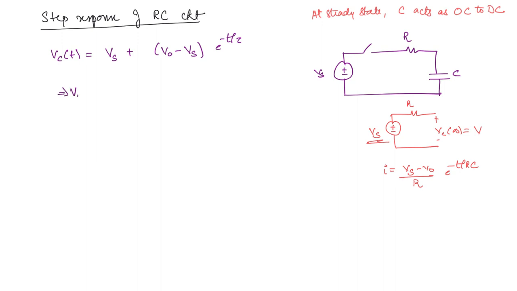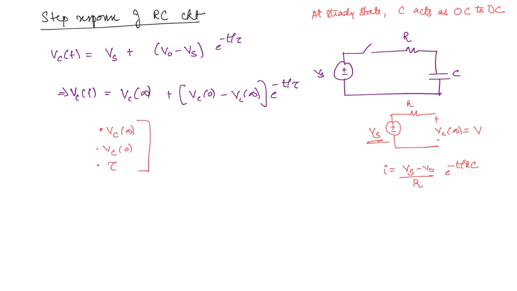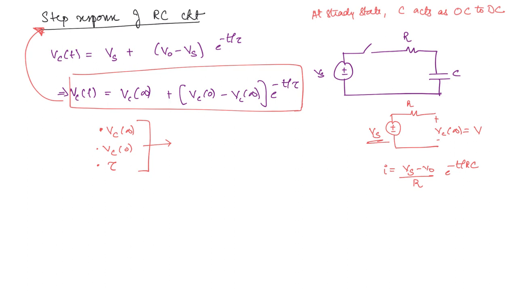So now you can write Vc of t as Vc of infinity, the final value, plus (Vc of 0, the initial value, minus the final value) e to the power minus t by tau. So whenever an RC circuit is given, if you can find the final value, the initial value and the time constant, if you have these three, then you can directly write the capacitor voltage using this expression. This is a very important expression. It's not just for this circuit, but for any RC circuit, this relationship is going to hold. But remember, this is only for a step response. Only when a step input is given is this equation valid.